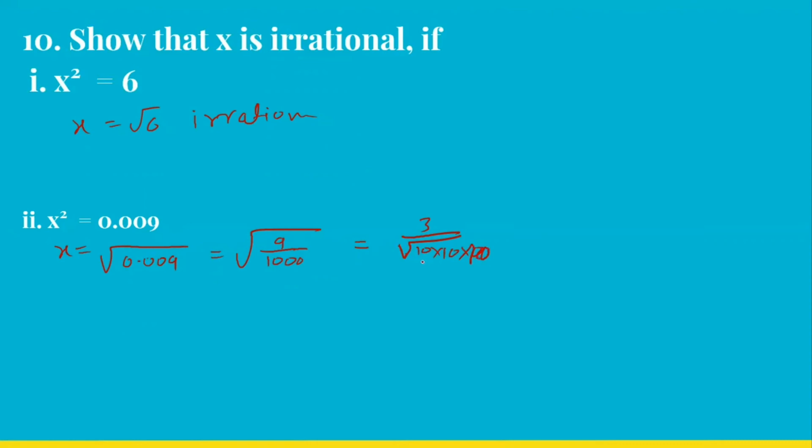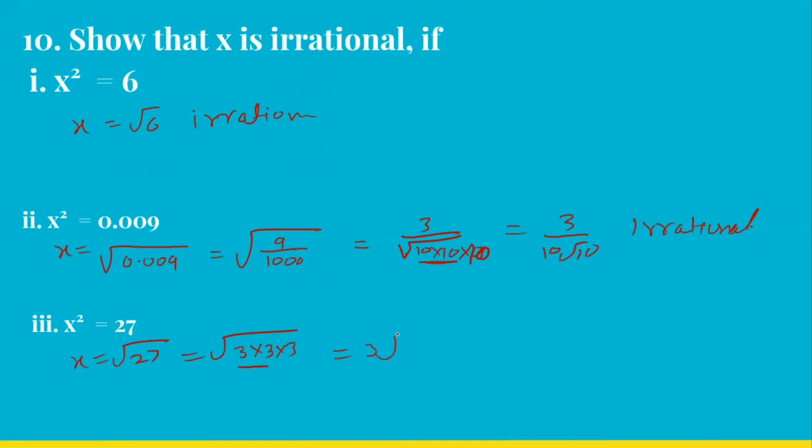So when you root this, 10 into 10 comes out, and this becomes 3 upon 10 root 10. So this is an irrational number. Thus we have proved that x is an irrational number. The next part of this is x square is equal to root 27. So you get x is equal to root of 27. Root of 27 is 3 into 3 into 3 under the root. So this 3 comes out, we get 3 root 3, and this is an irrational number. Got it? We have proved that x is irrational in all the 3 cases.